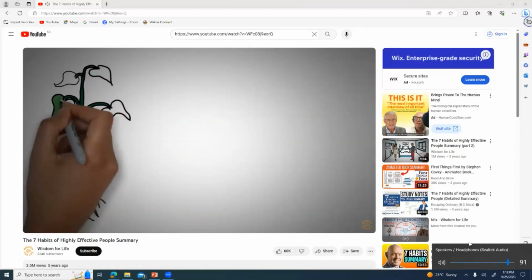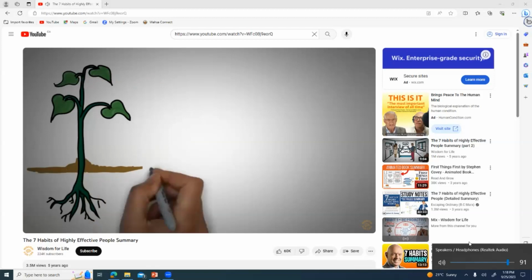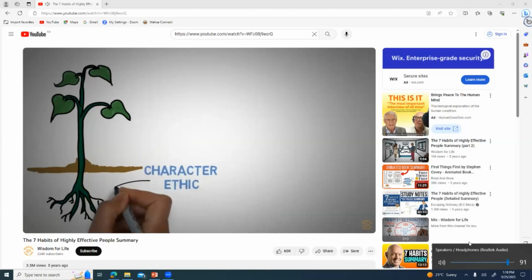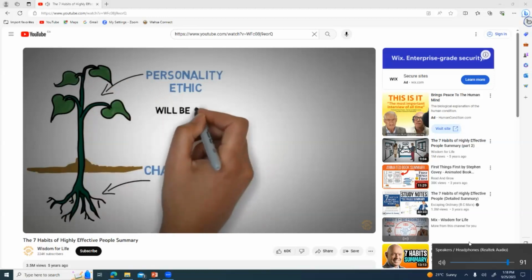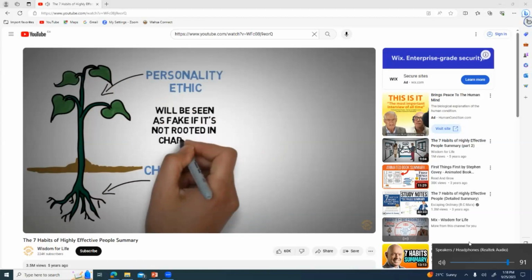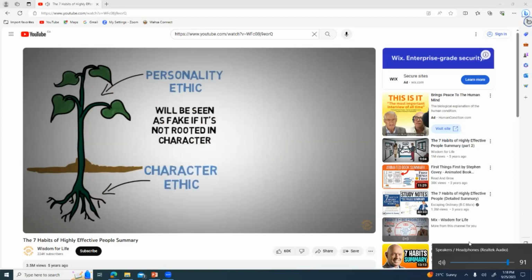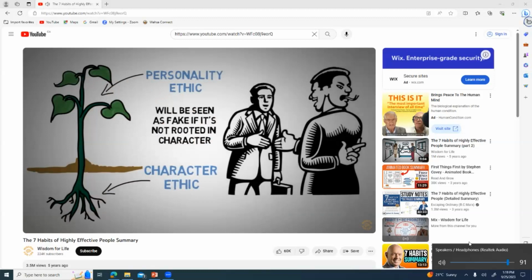Of course, there is a place for personality ethic, but character forms the foundation. Personality ethics need to be rooted in character. The personality ethic can be seen as fake, or as a fake it till you make it image if it's not rooted in character. Sometimes people apply these personality techniques in order to use and manipulate people to meet their own goals and agendas. In the long run, people will eventually see through this duplicity. But you can't fake character ethic.